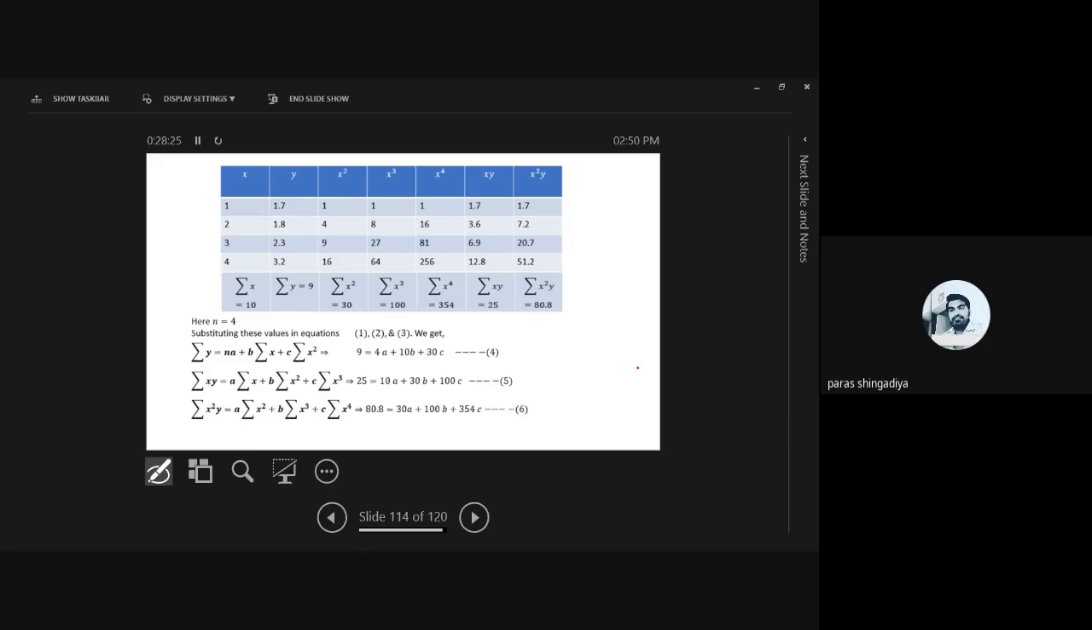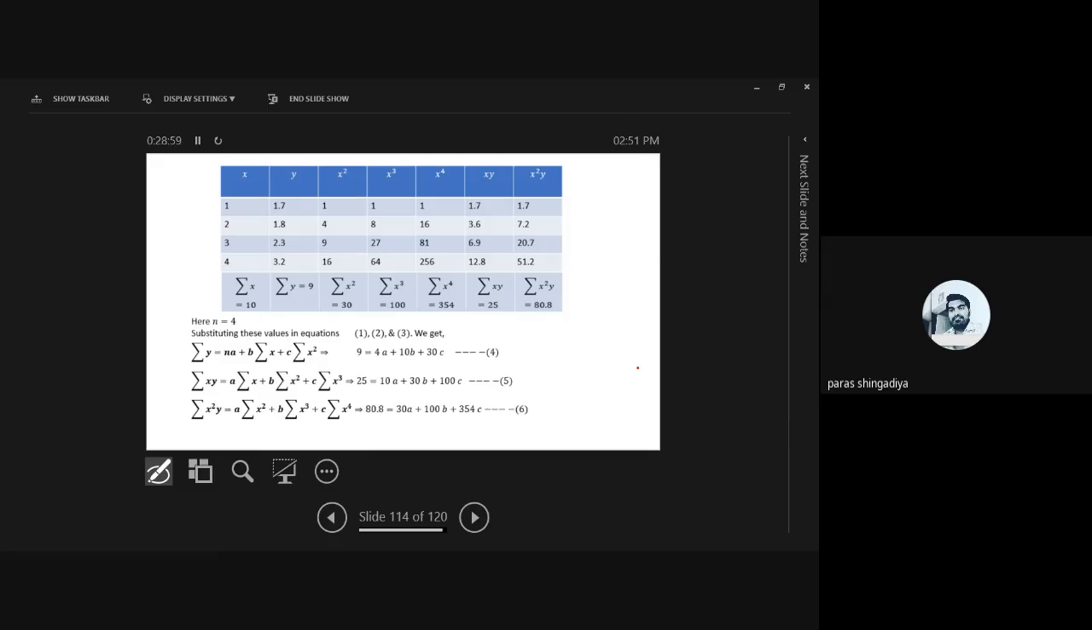And then after, how many data points are given? 4 points, n is equal to 4. Okay. Write the first equation here and replace all the values. Sigma y is equal to na plus b sigma x plus c sigma x square. So it is 9 is equal to 4a plus 20 plus 30. Second equation will be 25 is equal to na plus 30b plus 100c. And the third equation is that 18.8 is equal to 38 plus 100b plus 354c.